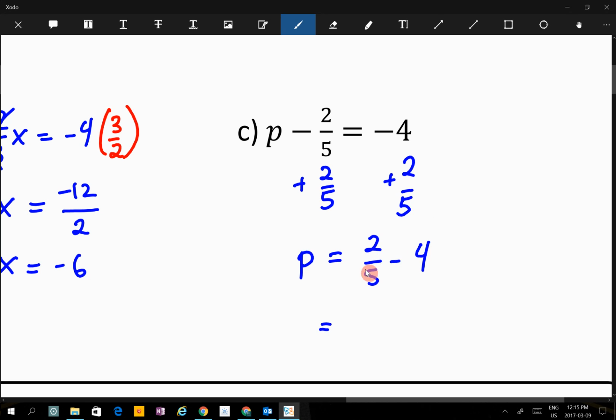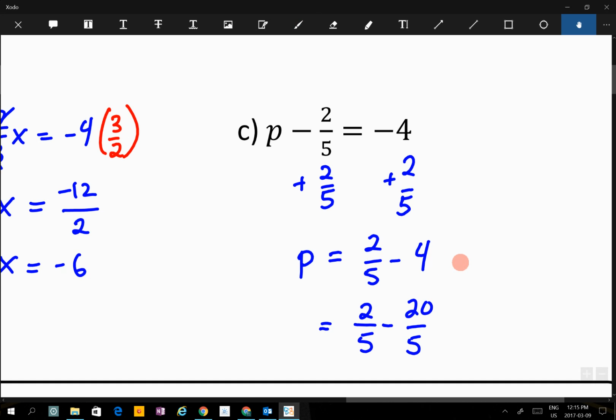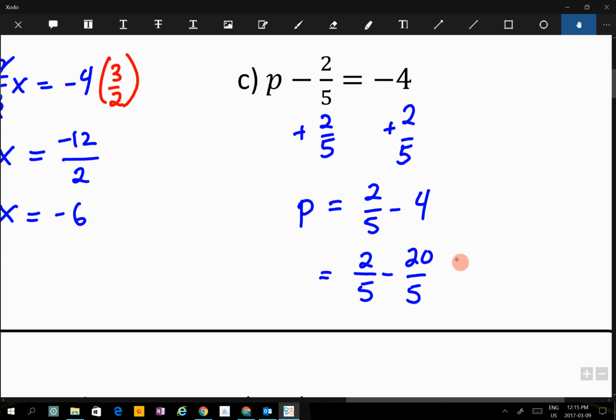To subtract an integer from a fraction, I have to convert this number into a fraction. So I could say 2 over 5 minus 20 over 5, because 20 over 5 is the same thing as saying 4. And this leaves me with an answer of, let's write it over here, p equals negative, so 2 take away 20 is negative 18 over 5.